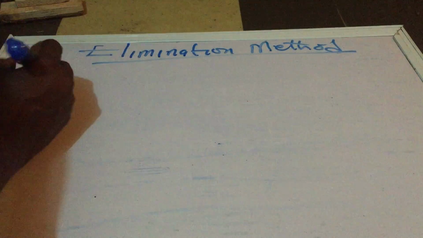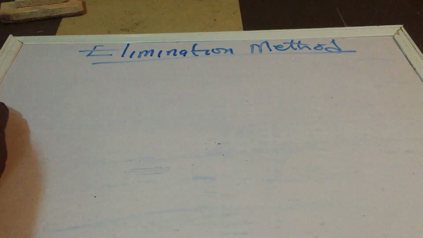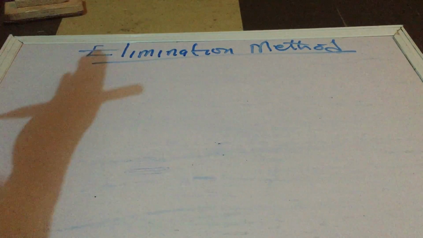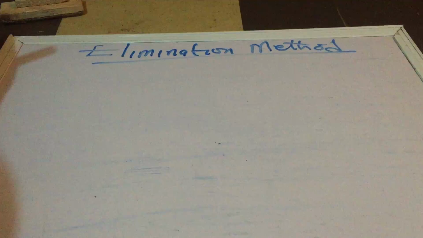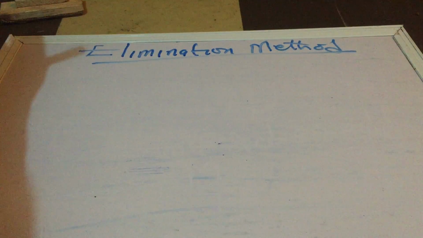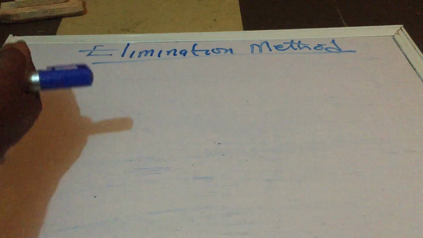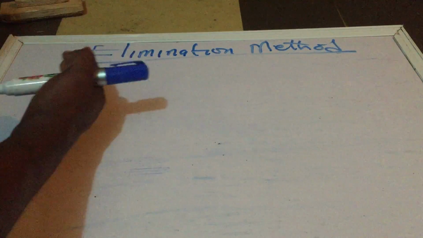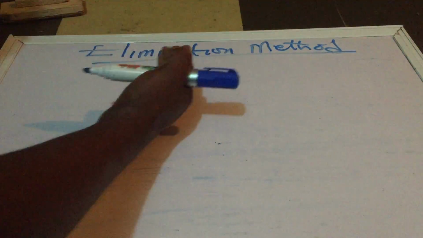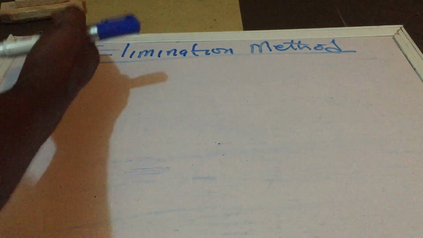Elimination method. Now we want to use the elimination method. That is, we eliminate parts of the equation, like now we eliminate x or y, so that if we eliminate x, we'll be able to find y. If we eliminate y, we'll be able to find x.